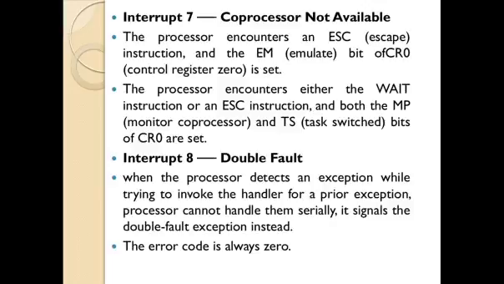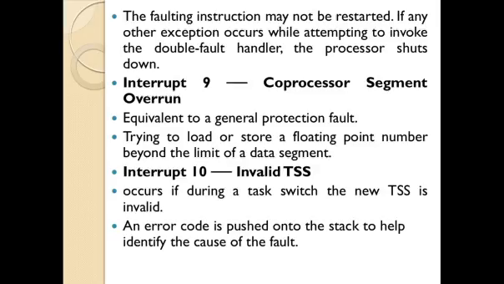Then interrupt 8, double fault. When the processor detects an exception while trying to invoke the handler for a prior exception, and the processor cannot handle them serially, it signals the double fault exception instead. The error code is always 0. So here two exceptions are generated. While handling the first, the second exception occurs, and both are not handleable serially. So in that case, this is a double fault.